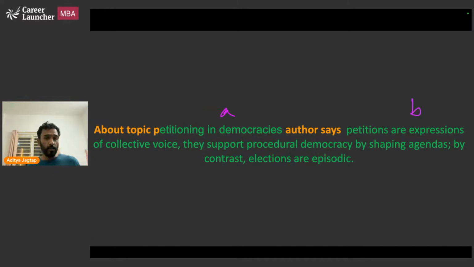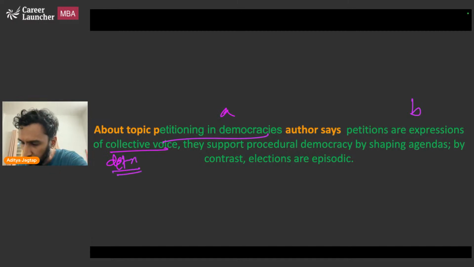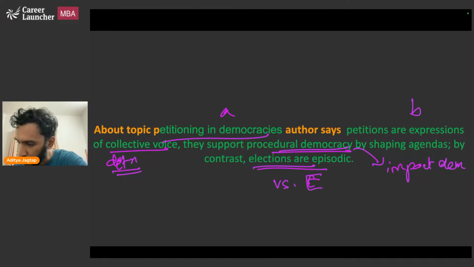Now, let's look at the words that the author may use as blank A and blank B. So we are trying to rely on the author's own words. The topic is petitioning, or the concept of petitioning in democracies. About this petitioning in democracies, first, petitions are expressions of collective voice. So this is a definition that the author had given, right? They support procedural democracy. So, democratic impact of petitions. By contrast, elections are episodic. So comparison between elections and petitions.